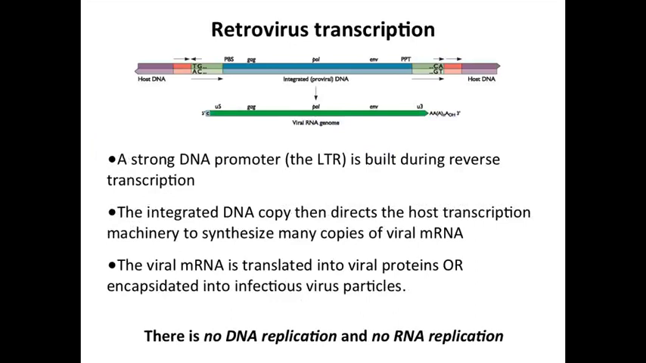Once the viral genome is in the cell as a provirus, it's transcribed, as I said. There's a strong promoter in the left LTR, which is built during reverse transcription, as I said, and that is transcribed by host systems. And the viral mRNA can be translated, it can be spliced, or it can eventually be incorporated into infectious virus particles. So I like to say there's no DNA replication and there's no RNA replication. All the virus does is to copy its RNA genome into DNA, because really it doesn't have any other enzyme that is amplifying its genome.